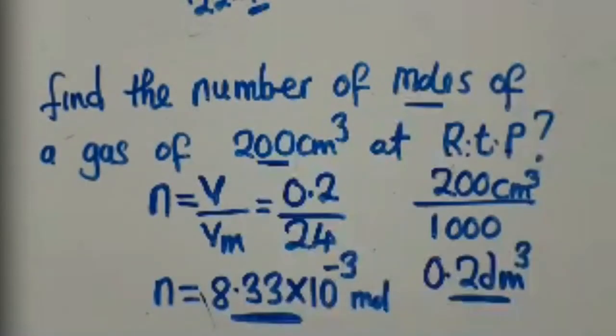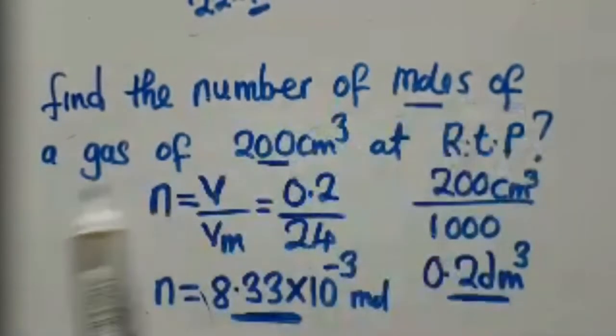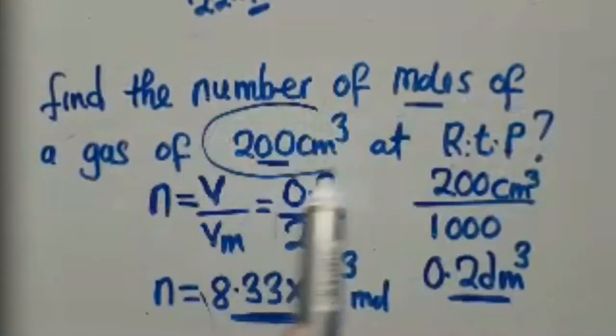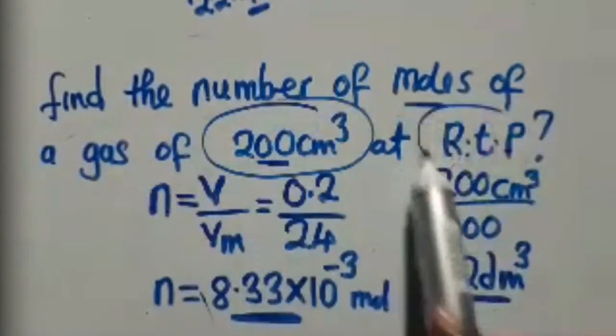So you just need to know how a question is, what you are asked, and what you are supposed to get. So these are some of the things that you need to know. This is what you need to understand. A question here, you are given this one: find the number of moles of a gas having this volume at RTP.